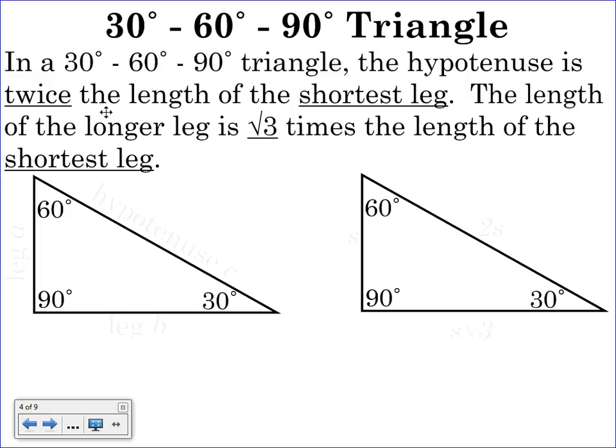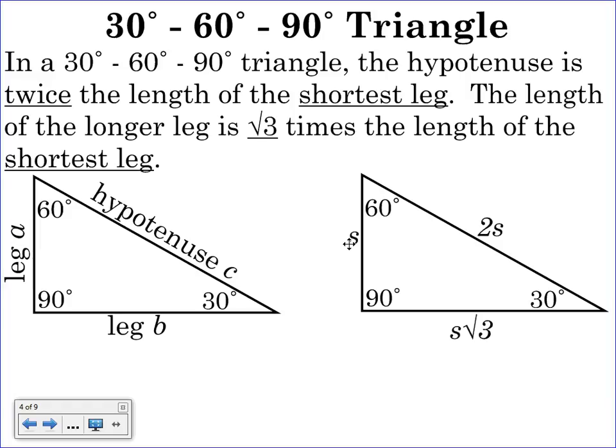The length of the longer leg, or leg B, would be the square root of 3 times the length of the shortest leg. So we label the triangle, leg A is the shortest leg. The shortest leg will always be opposite the 30-degree angle, because the smaller the angle, the shorter the side. The larger the angle, the longer the side. So leg B will always be opposite the 60-degree angle, and the hypotenuse C is always opposite the 90-degree angle, same as Pythagorean theorem.